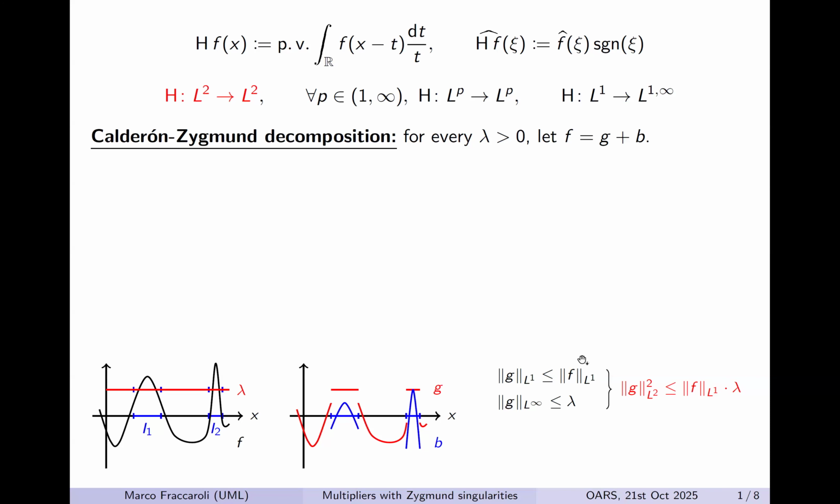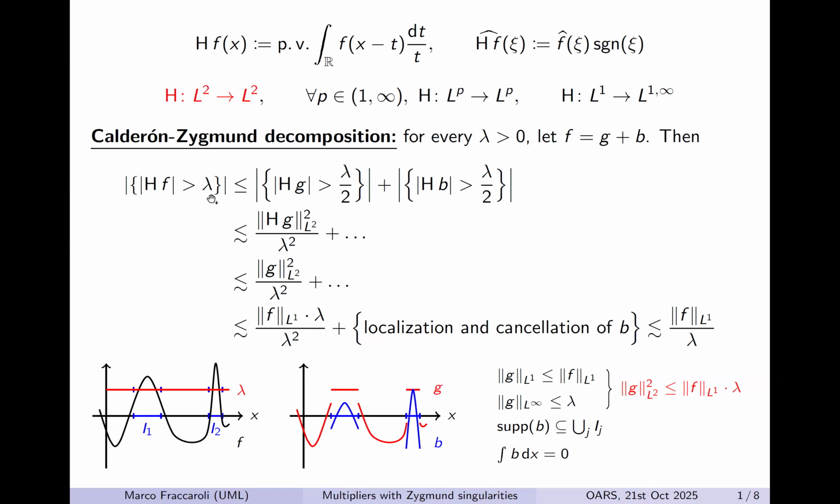And these two estimates combined also provide a control on the intermediate L2 norm, in the way that the L2 norm of G to the power 2 is bounded by the L1 norm of f times the L infinity norm, lambda. Okay? And then there are also good properties for B that I don't want to go too much into detail about, but basically B is very well localized to these intervals and it has a cancellative property. Okay, and let's see how to use these two properties in red to recover the weak 1-1 estimate.